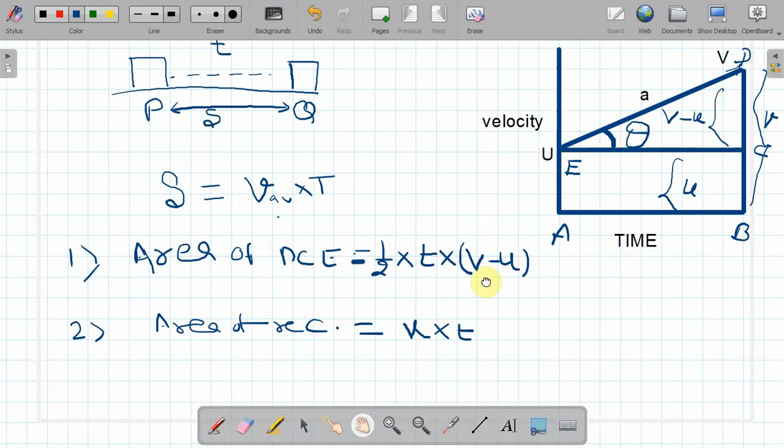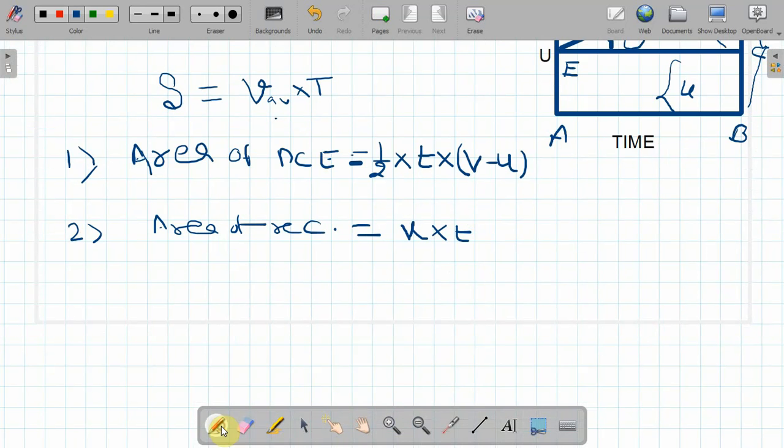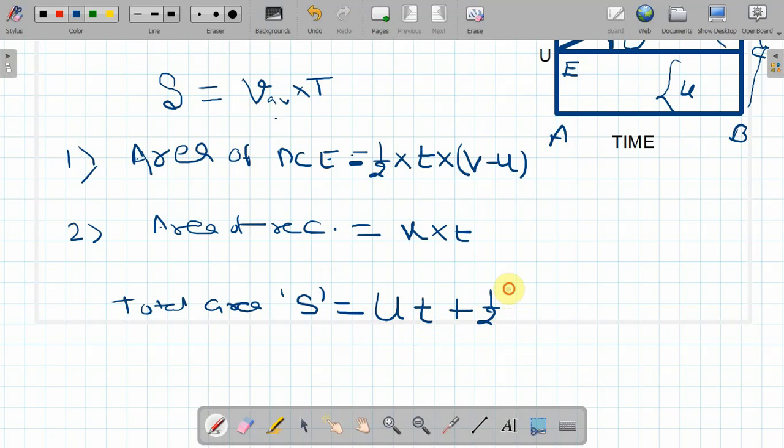Now let us move forward. Further solving it, the total area is also known as displacement, because in any velocity time graph, the total area represents the displacement. So S is equal to the area of the rectangle, ut, plus half t into (V minus U).